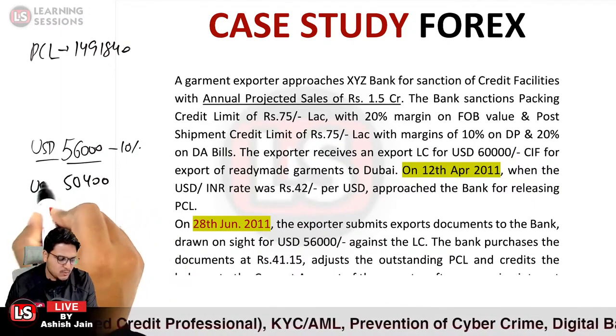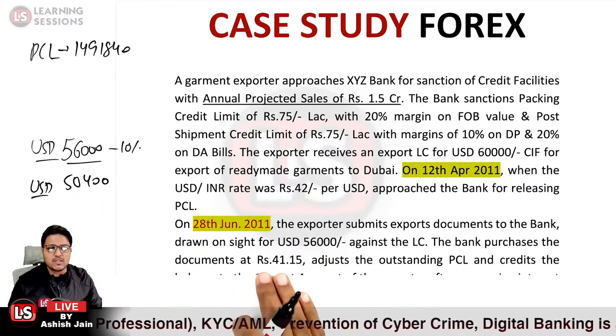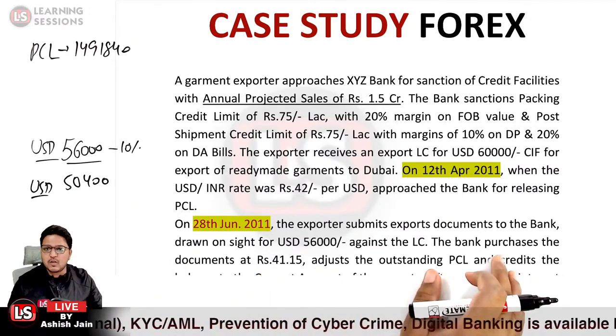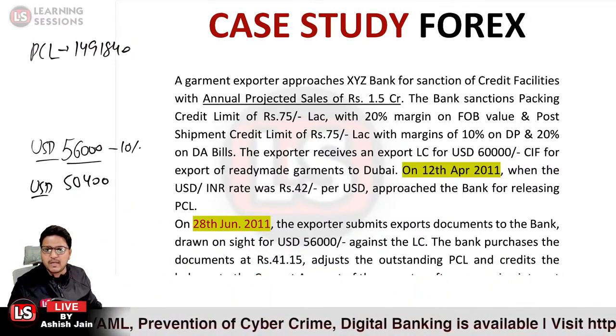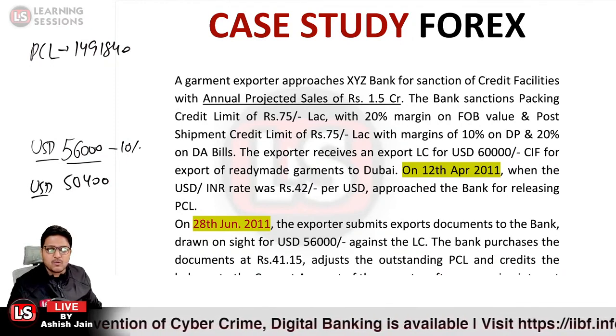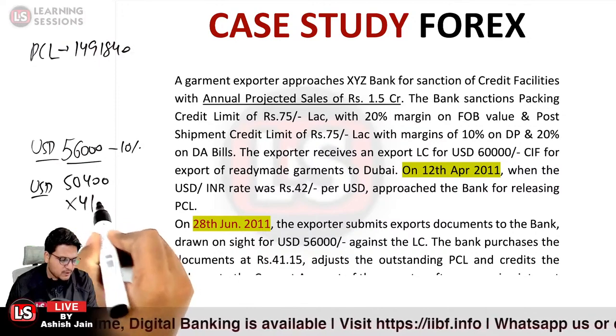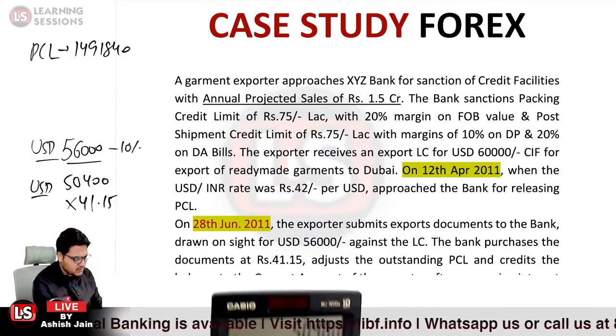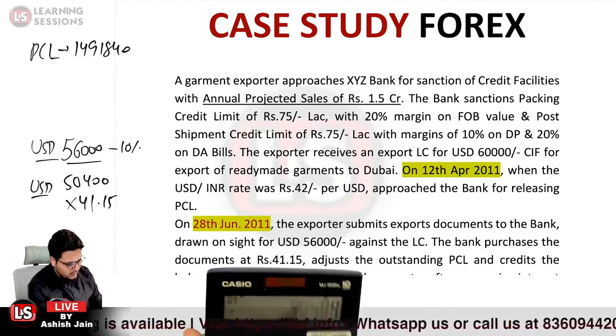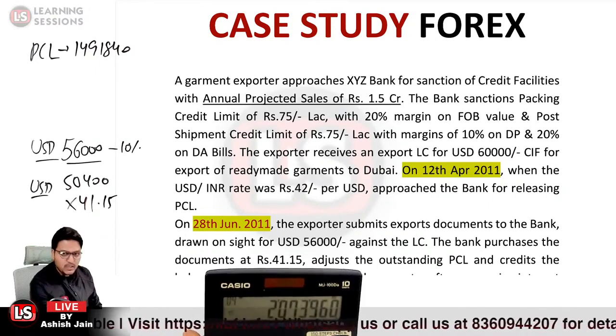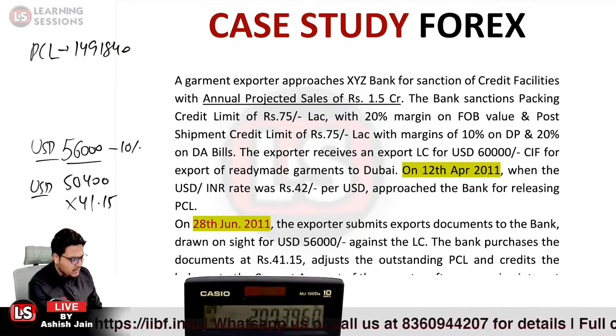50,400. This is a USD amount. When the USD was sanctioned, the bank purchased the document at what price? The bank purchased the document at 41.15. So we'll be multiplying it with 41.15. So 50,400 multiplied by 41.15, and the answer comes out to be 2073960.